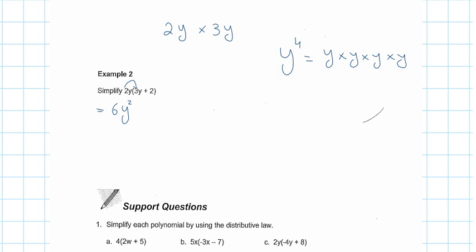Are we okay with this? So I multiply the number by the number, and I multiply the letter by the letter. That will only work if they're the same letters. They have to be the same. It can't be like x and y.